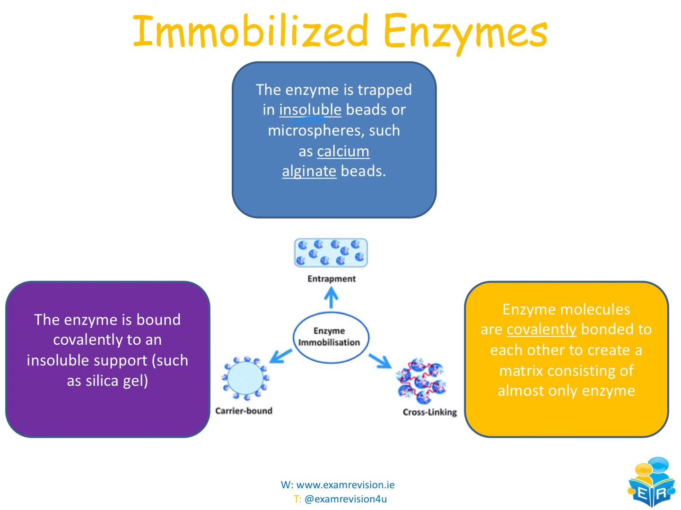You can immobilize enzymes through cross-linking. This is where enzyme molecules are covalently bonded to each other to create a matrix consisting of almost only enzymes. So we're essentially joining the enzymes to enzymes. And then we can also do it in a carrier-bound method. This is where the enzyme is bound covalently to an insoluble support, such as a silica gel, so it cannot be dissolved. So that's an example of carrier bound.